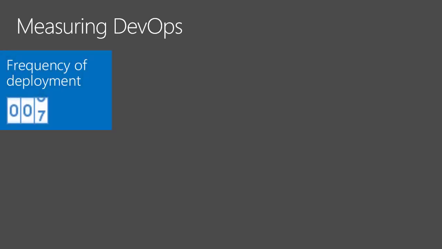And the first one is the frequency of the deployment. How often you release a new version of a specific product or service, measured by the number of deployments per month, week, day, or hour. The second is the speed of deployment.